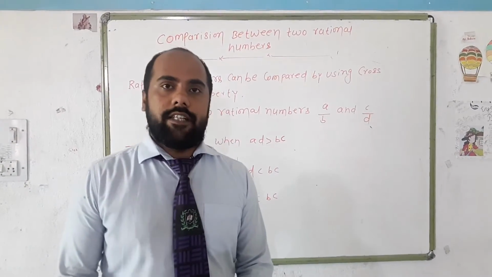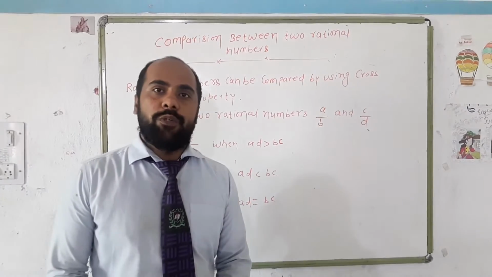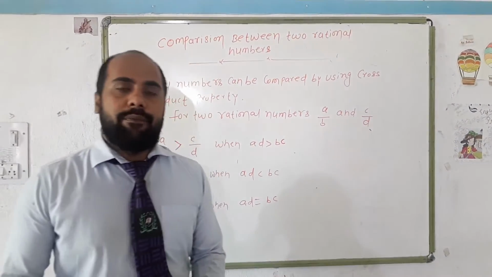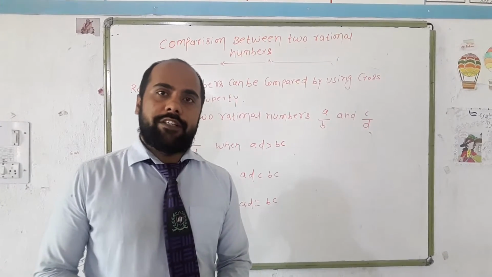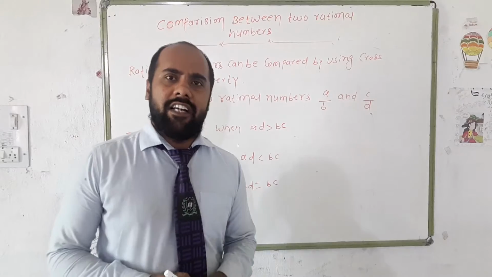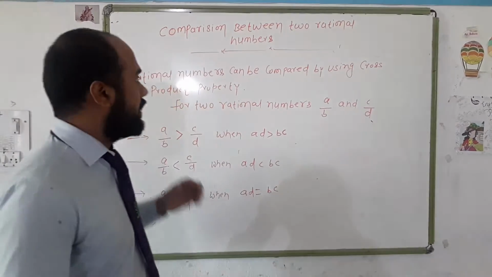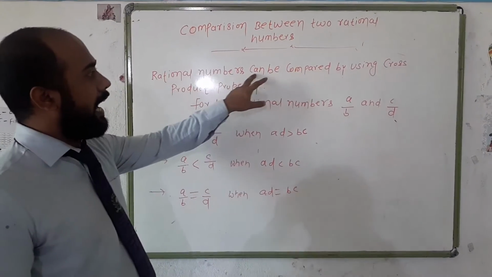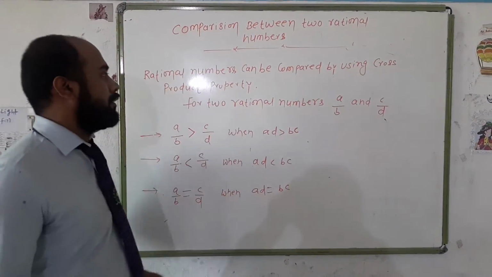Welcome back to my class, and today I am going to explain how to compare two rational numbers. First of all, you have to identify between two rational numbers which is greater and which is smaller. It's called comparison of rational numbers. Let us see, rational numbers can be compared by using cross product properties.